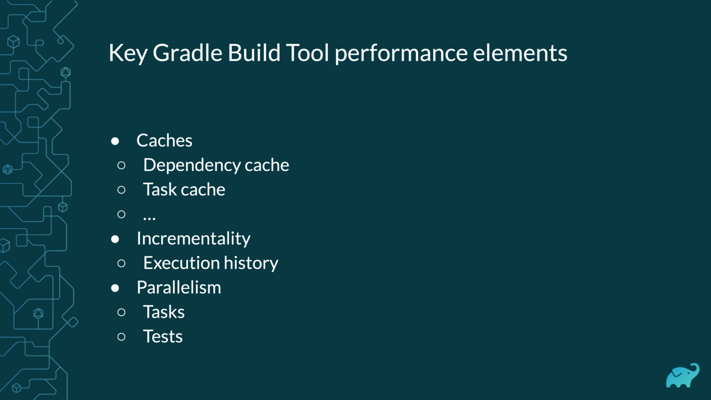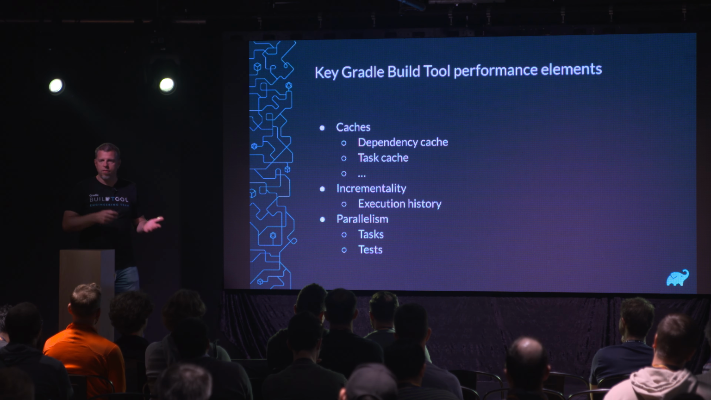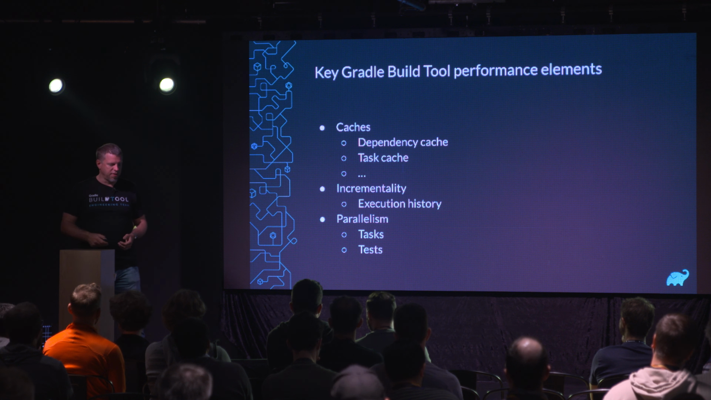One is caching through the dependency cache, through the task cache, through a number of internal caches that effectively optimize by not redoing work. We've got incrementality, making sure we know what was executed before, know the delta, and when we can, just act upon this delta instead of redoing the whole work. And then finally, parallelism. Task level, test level, a lot of things in there.